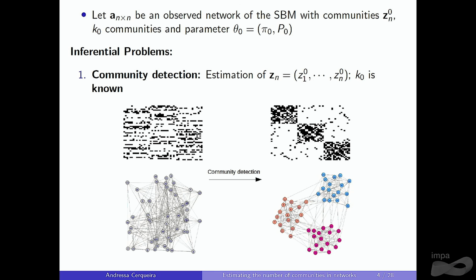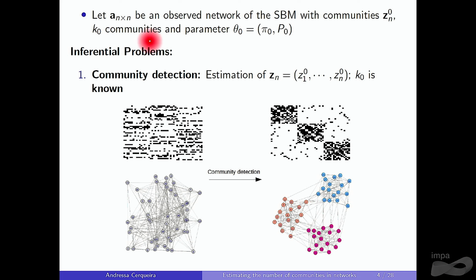So now let's recall a little bit some inferential problems that we have when we are working with SBM. So suppose that I observe a network. So here I observe a graph, a network that comes from the SBM, where let's say the true communities are Z0, and the true parameters that generated this model are θ0, P0, and P0.